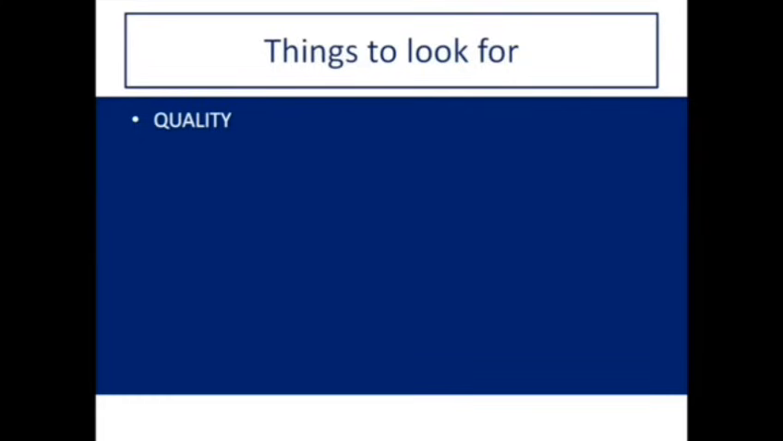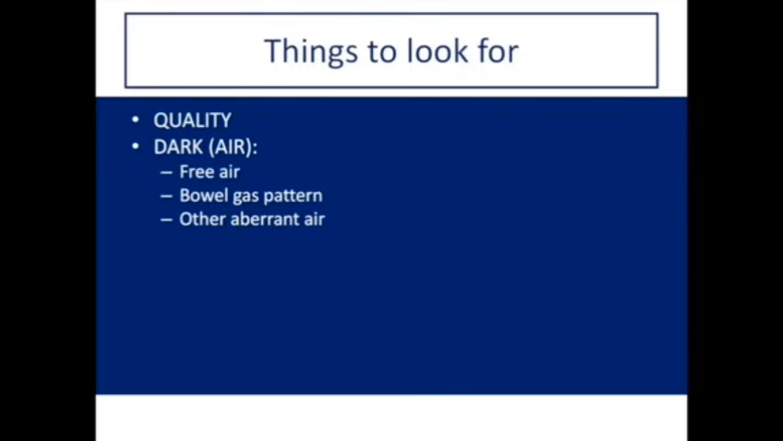But when it comes to actually looking for pathology on an abdominal X-ray, you can simplify it like this. First, we're going to assess for things that are very dark, aka we're going to assess for air. We start by assessing for free air, and we talked about that already. Remember, free air rises. Next, we assess the bowel gas pattern. You want to identify the stomach, small bowel, and large bowel.